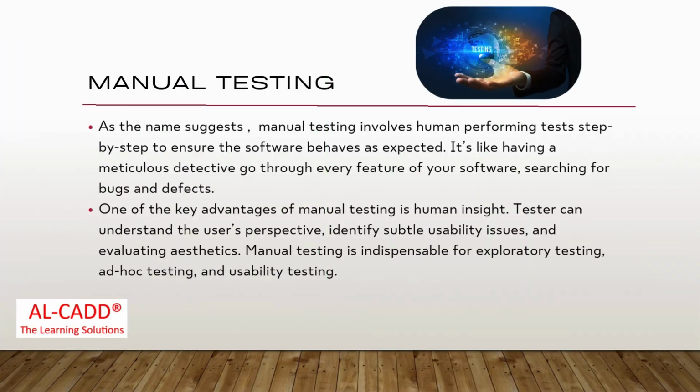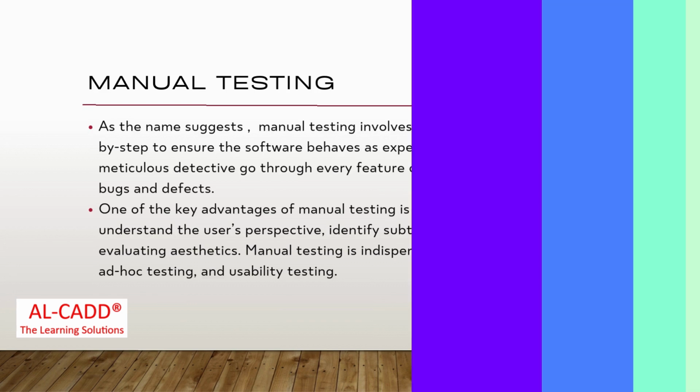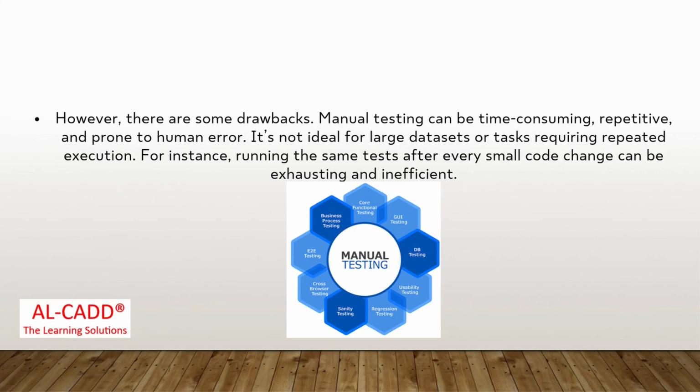Let's start with manual testing. As the name suggests, manual testing involves a human performing tests step by step to ensure the software behaves as expected. It's like having a meticulous detective go through every feature of your software, searching for bugs and defects. One of the key advantages of manual testing is human insight. Testers understand the user's perspective, identify subtle usability issues, and evaluate aesthetics. Manual testing is indispensable for exploratory testing, ad hoc testing, and usability testing.